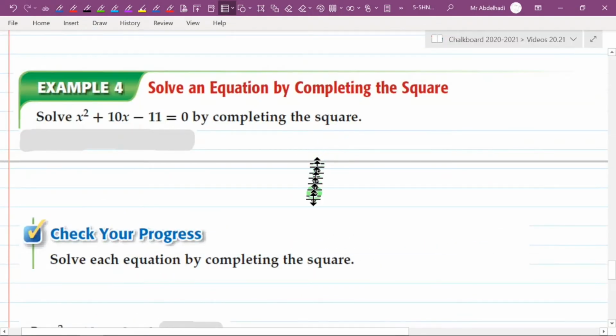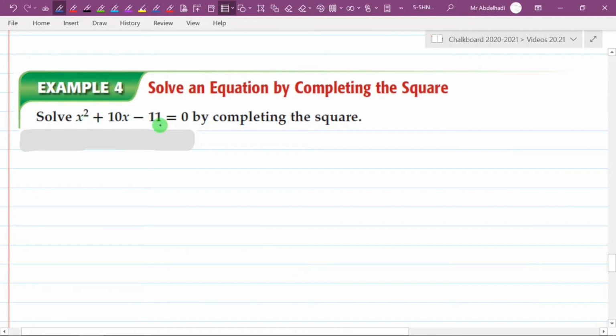And this is not a perfect square trinomial. How do I know? Simple. Take the middle number. It's 10. Divide it by 2. It's 5. Square the 5. It's 25. Do I have a 25 here? No. So this is not a perfect square trinomial.